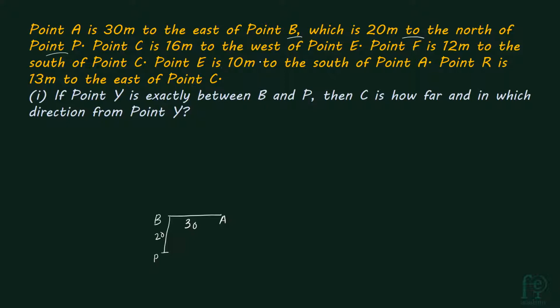Point E is 10 meter to the south of point A. So point E will be here somewhere. It is 10 meter to the south of point A, so here somewhere it will come. So this is also 10 and this is 10. Now let's go to the remaining parts.